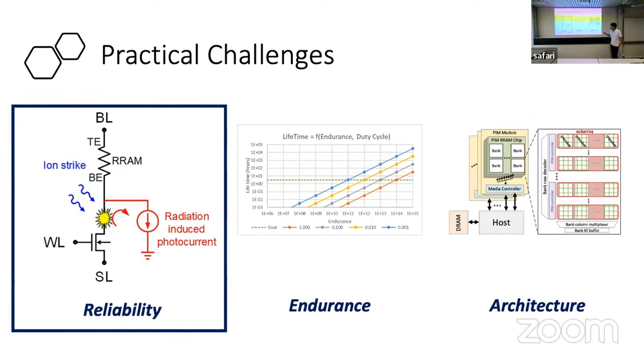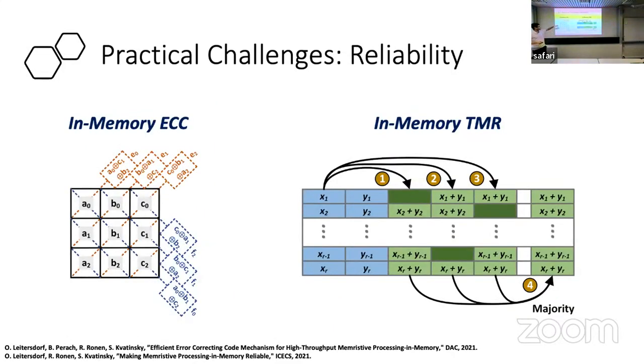So today we'll talk a little bit about reliability and what we can do from an algorithmic perspective to increase the reliability of the system. And here we're going to talk about 2 different works. The first is in-memory error correcting codes. How can you still perform error correcting codes within the memory while maintaining the benefits of processing memory? And the second is, how can we address the errors in the computation itself?